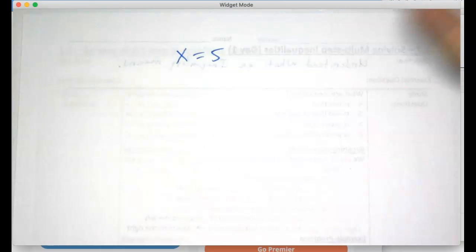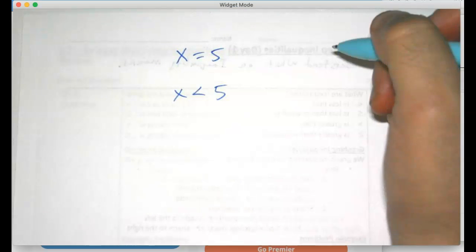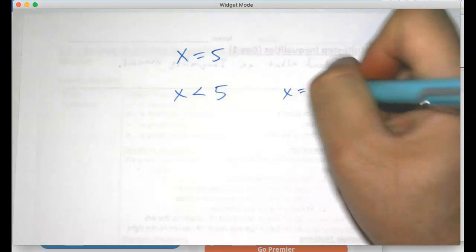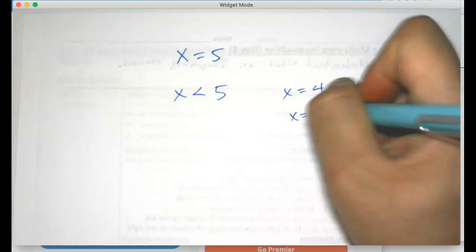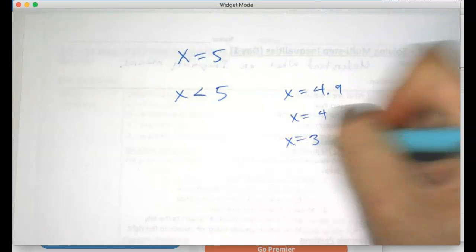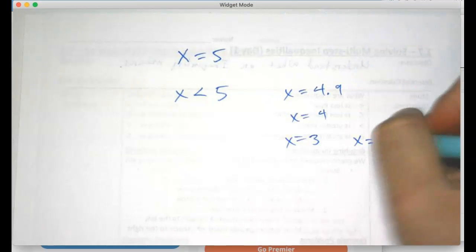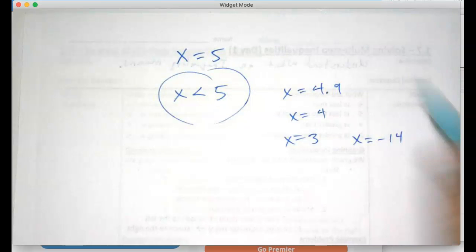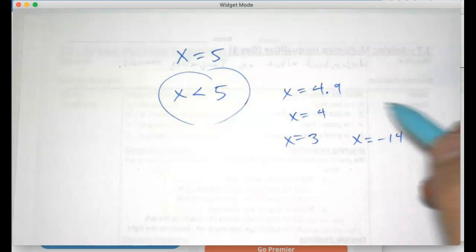So while an equation might say x equals 5, right, x has to equal 5, an inequality is going to say something like maybe x is less than 5, meaning x can be 4.9, x can be 4, x can be 3, x can be negative 14. As long as x is less than 5, then any number less than 5 could be x.